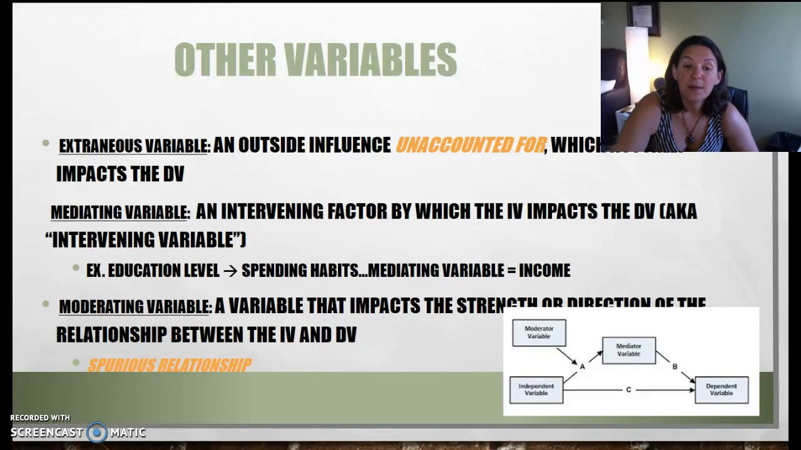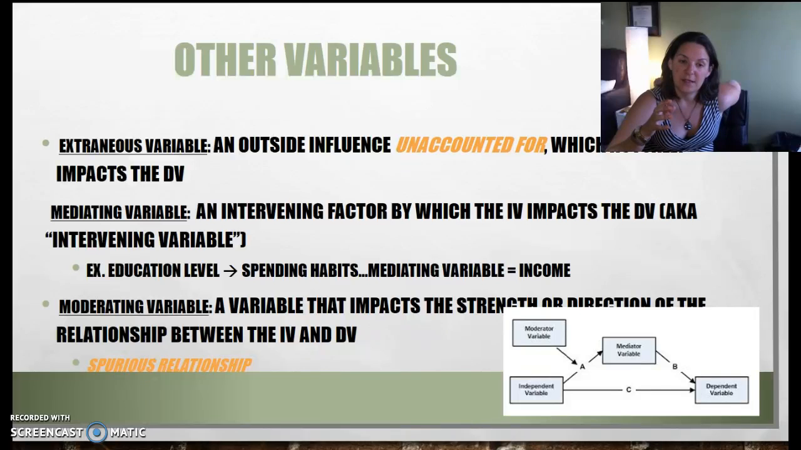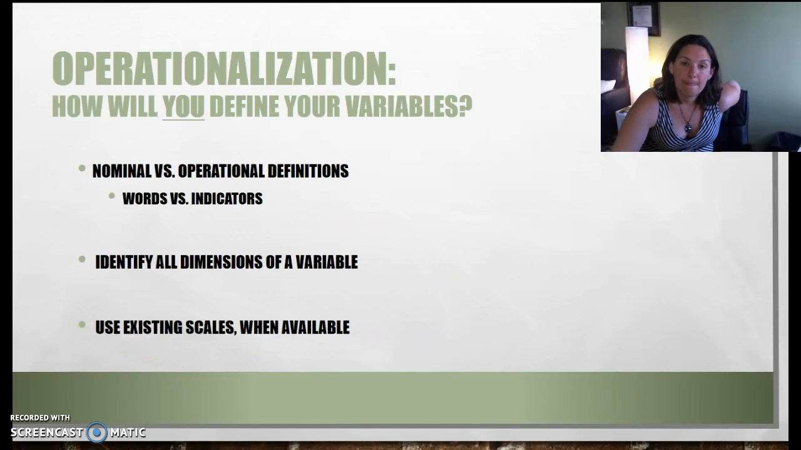Then there's also something called a moderating variable, and moderating variables are variables that impact the strength or the direction of a relationship between an independent variable and a dependent variable. So it's saying that there might be a variable that causes the relationship to be more true at certain times. And so you'll want to identify those variables as well.